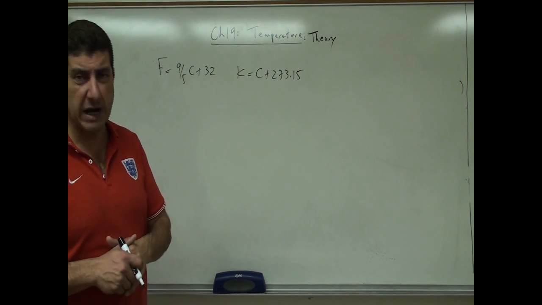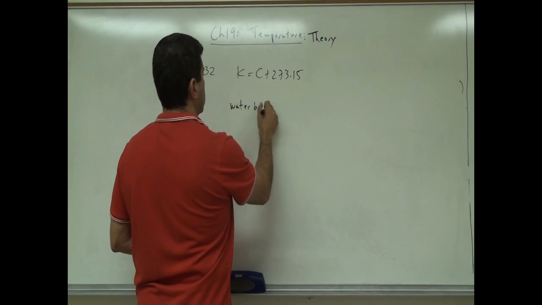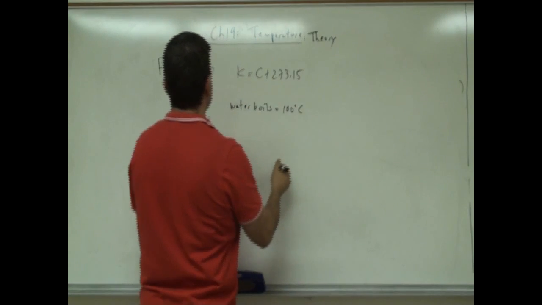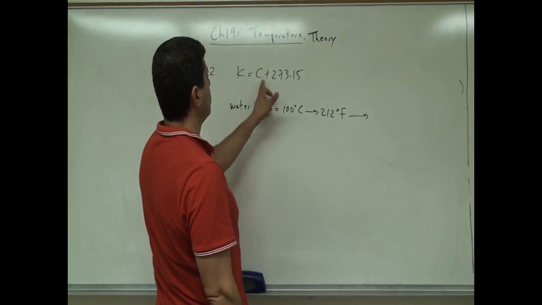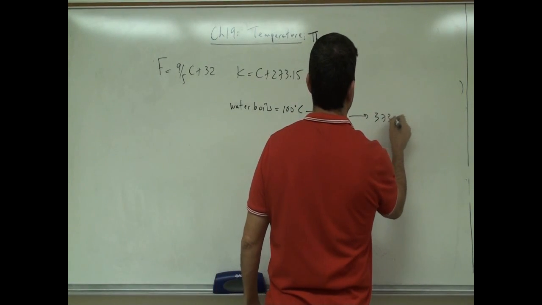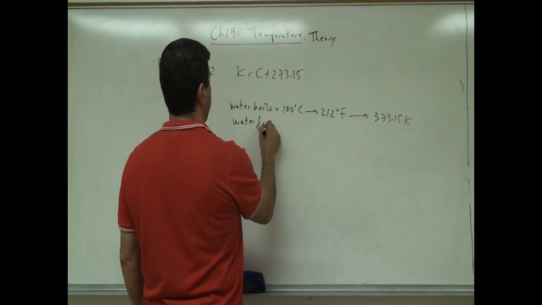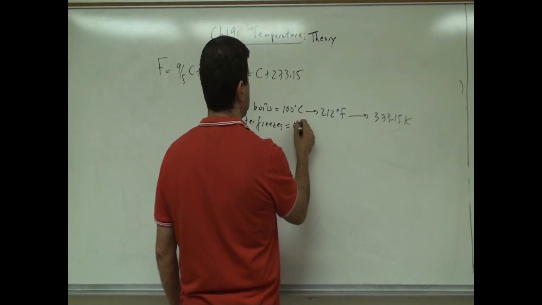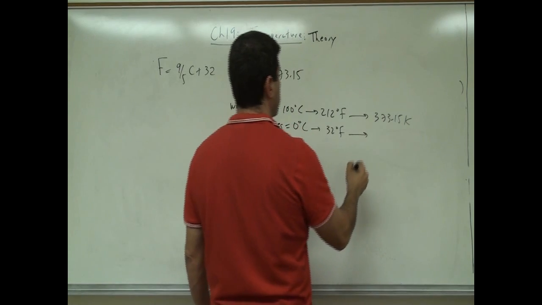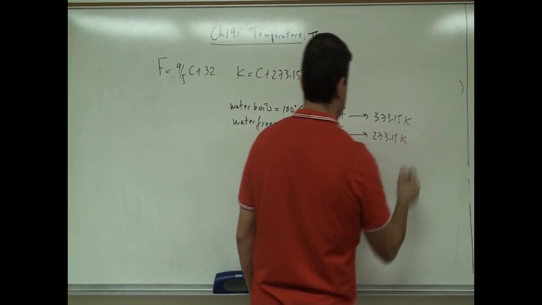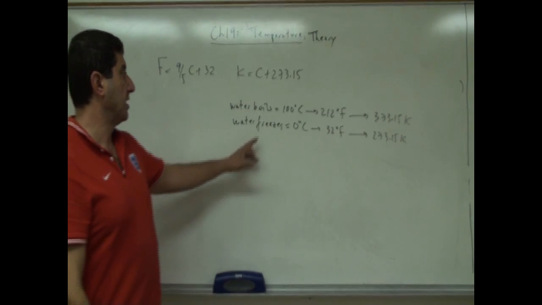So we can give some common temperatures. The temperature for which water boils is 100 Celsius. And in the Fahrenheit scale, it is equal to 212 Fahrenheit. And in the Kelvin scale, it'll just be 100 plus 273, 373.15 Kelvin, right? And then water freezes at 0 degrees Celsius. So that will be equal to 32 Fahrenheit. And then that will be equal to 273.15 Kelvin.